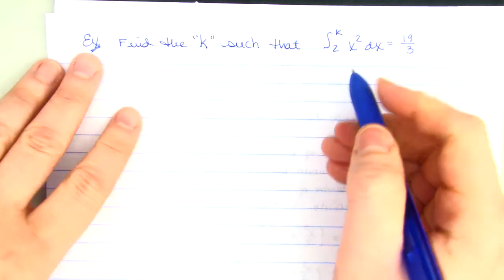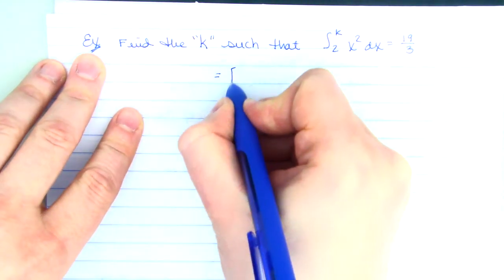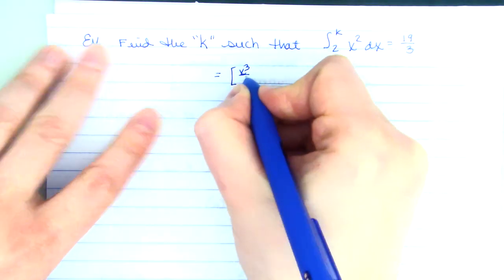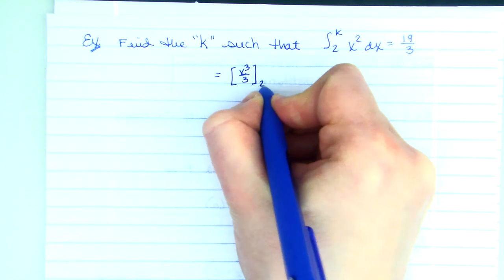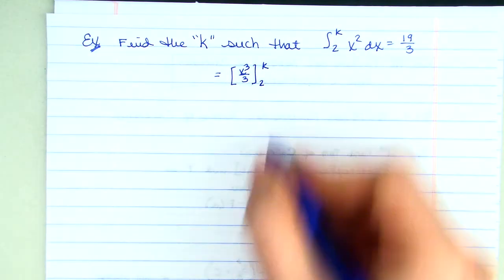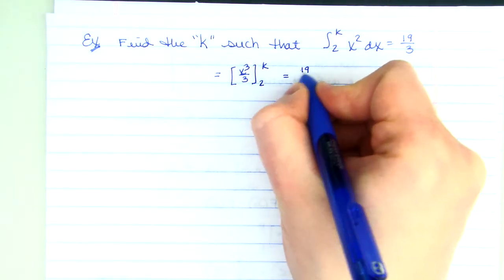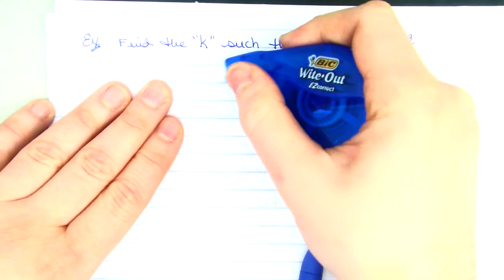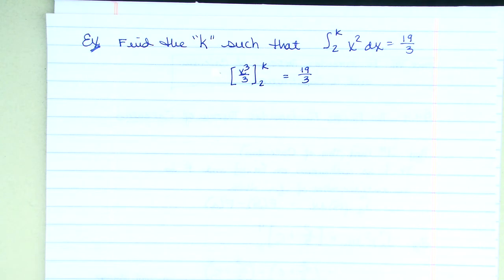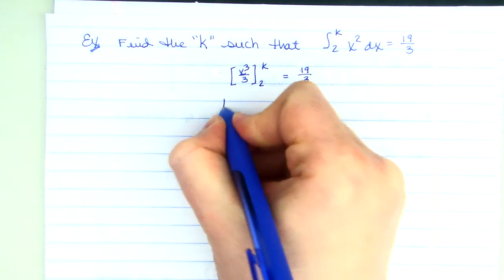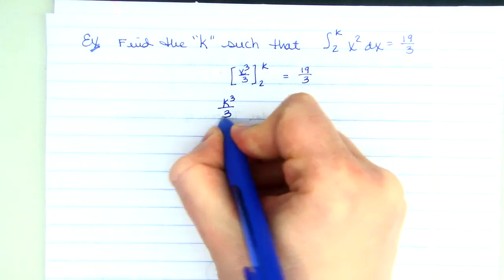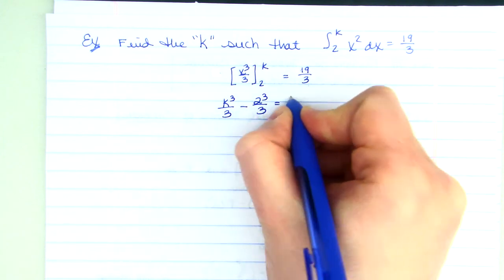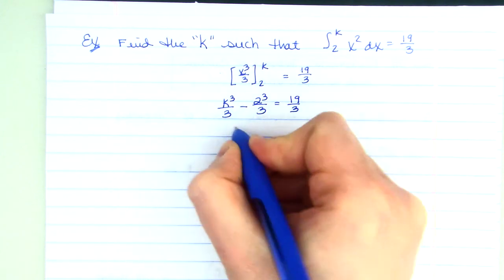Well, let me go find the antiderivative. Antiderivative of x squared should be x to the third over 3 from 2 up to k. And I know that this had better equal 19/3. I'm going to plug in k cubed over 3, minus I'm going to plug in 2 cubed over 3, and it's going to equal 19/3.